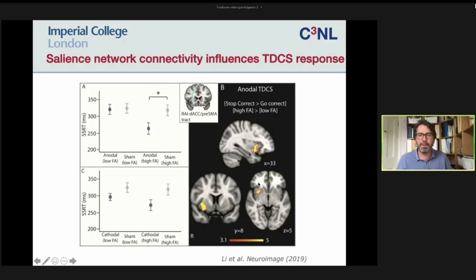And the same was true on the physiological response. So as I mentioned, we had functional MRI at the same time. And here we can see activation of the anterior insula during successful stopping. And in the situation where the connectivity of the network was high, showed an increase with TDCS. So the physiological and behavioural effects of this stimulation were dependent on the structural connectivity of the tract.